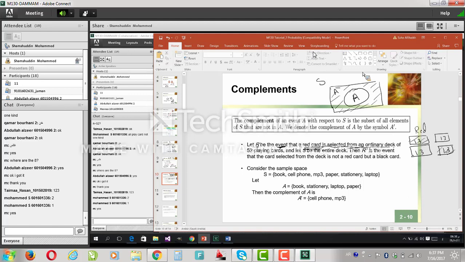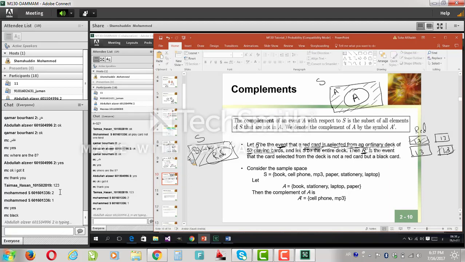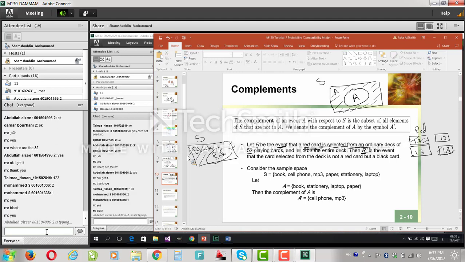If repetition is allowed, it's fine to repeat the number. So this is my S, the 52. R is getting the red. What is the complement? What do you think? What completes the red? Getting the black. Correct. A is getting a black. So this is the complement of the event.